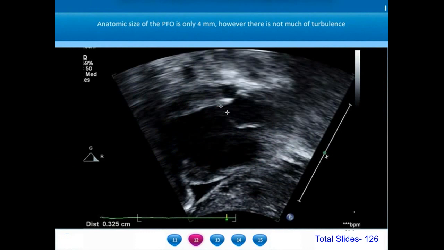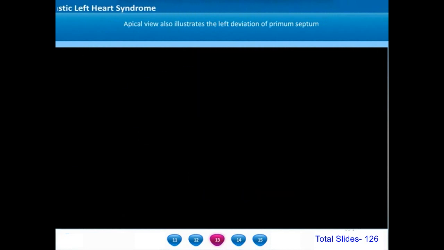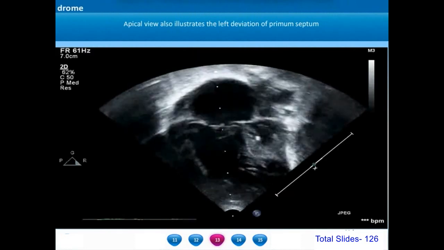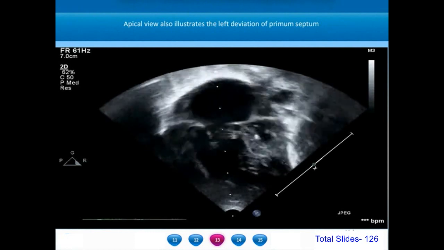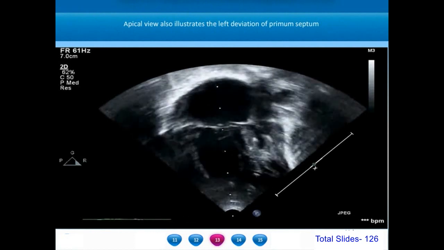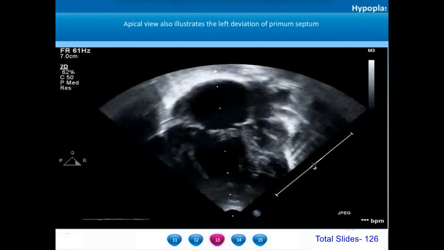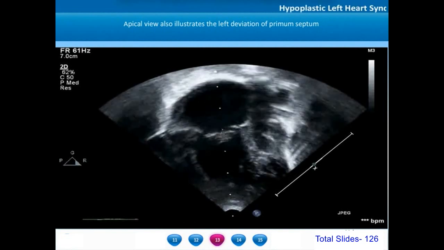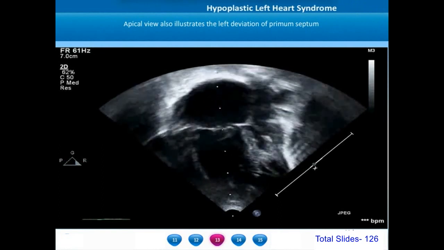In this patient, the anatomic size of the foramen ovale is less than 4 mm. However, there is not much turbulence noted. Apical four-chamber view once again illustrates the leftward deviation of the primum septum. The deviation of the primum septum results in reduction in the size of the left atrial cavity.